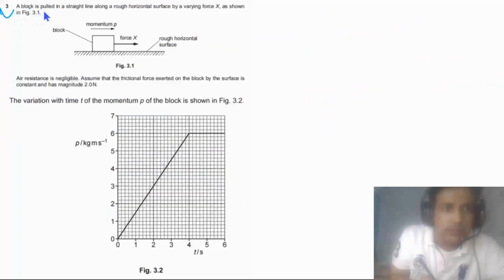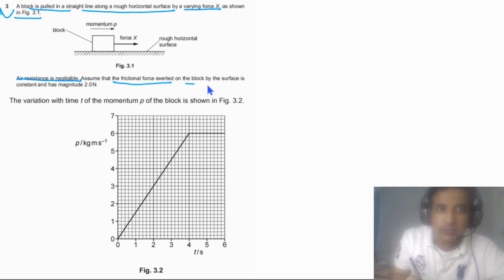Question 3 says a block is pulled in a straight line along a rough horizontal surface by a varying force capital X, as shown in figure 3.1. Air resistance is negligible. Assume the frictional force exerted on the block by the surface is constant and has magnitude 2.0 newtons.